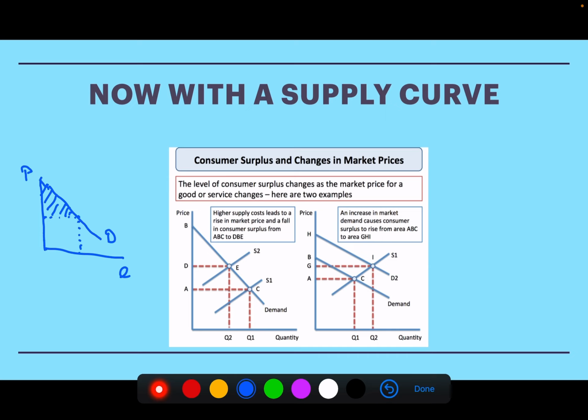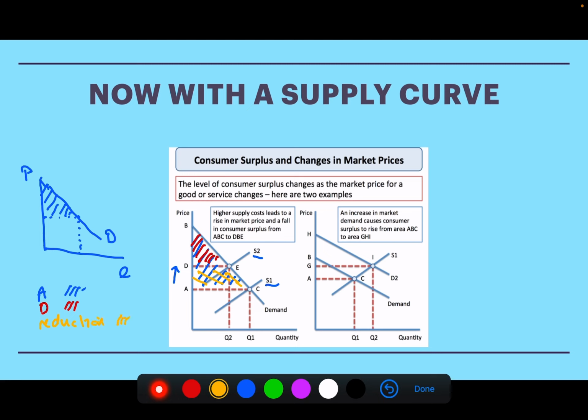Now, on the diagram on the left, the price has increased, like we did on the previous page, from A to D, because the supply curve shifted from S1 to S2. So we use the same colours as before. The consumer surplus at the price of A is the blue. Consumer surplus when price moves up to D is the red. And then our change in consumer surplus, which is again a reduction, is the yellow.